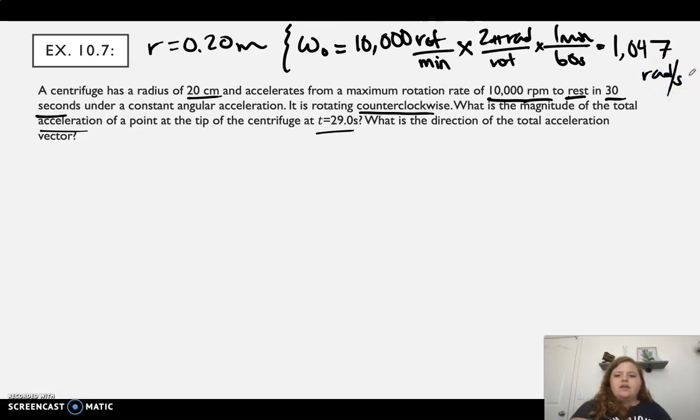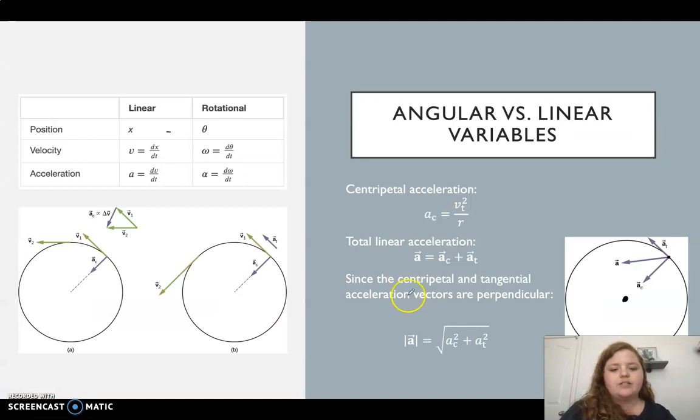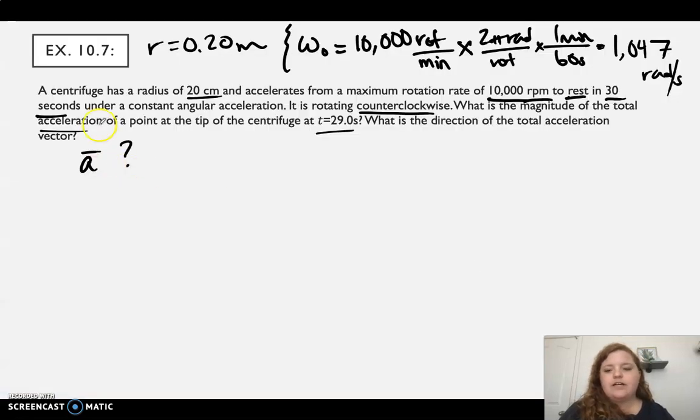Okay. And we're trying to find total acceleration and then the direction of that vector. So we want to find A. Okay. So we have omega naught. We need to find the two components of A. And so that's going to be our centripetal acceleration and our tangential acceleration. So we need to find A sub C and A sub T in order to find our total acceleration.